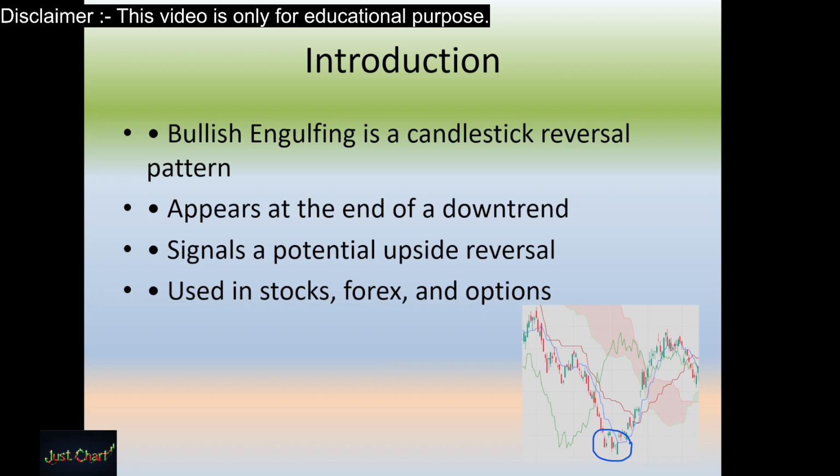So, an introduction to this particular pattern. Bullish engulfing is a candlestick reversal pattern, and this pattern appears at the end of a downturn. This is the picture for example purposes. It signals a potential upside reversal and is used in stocks, forex and options.